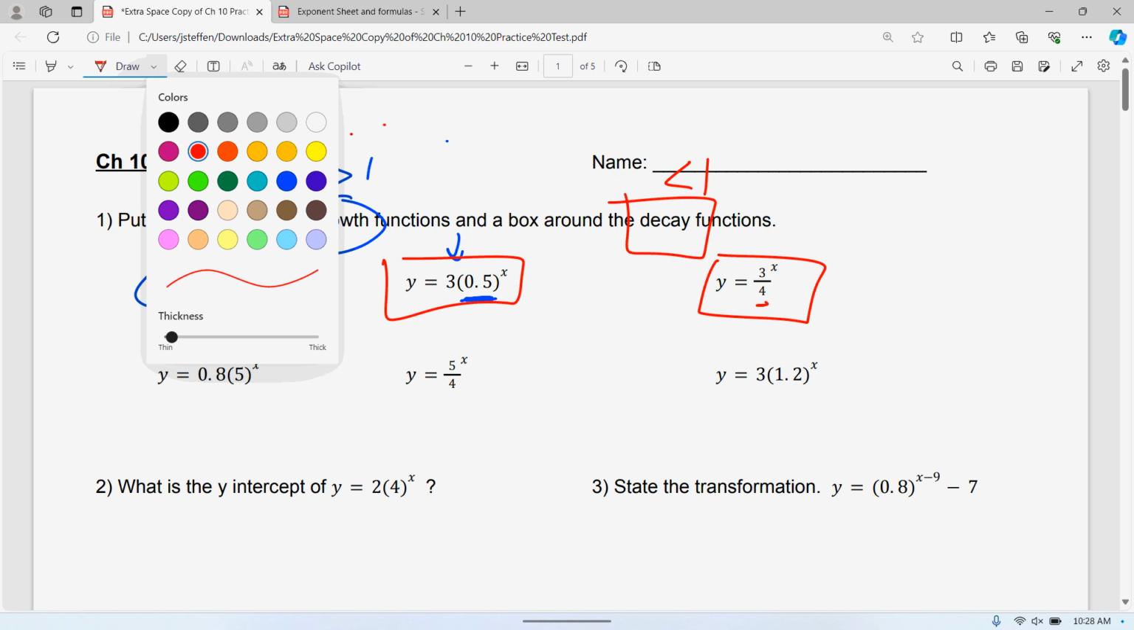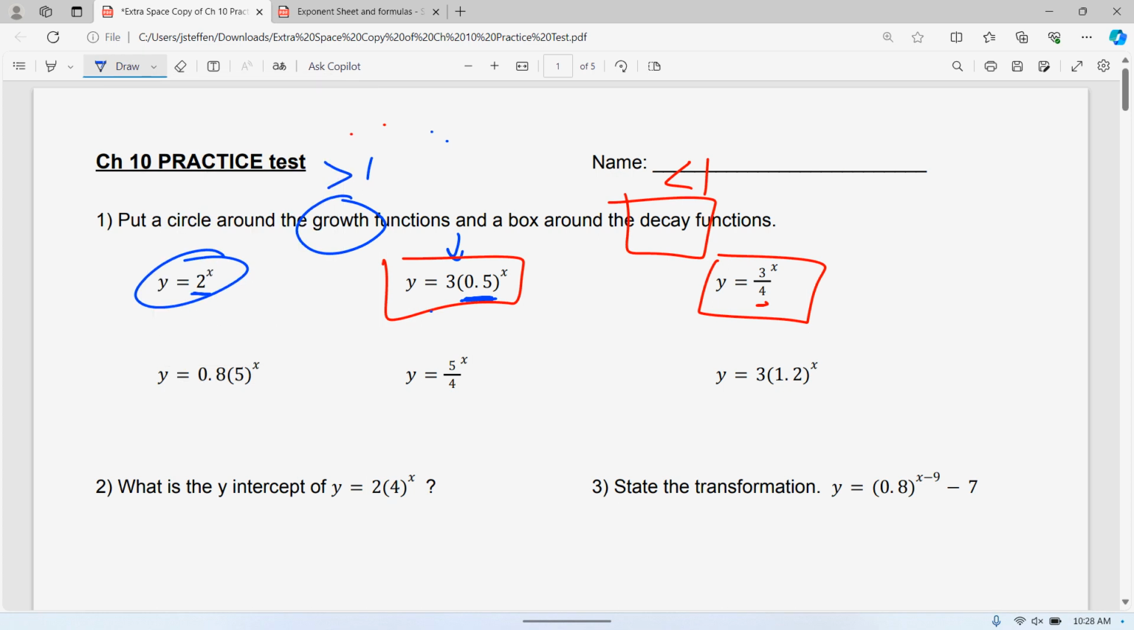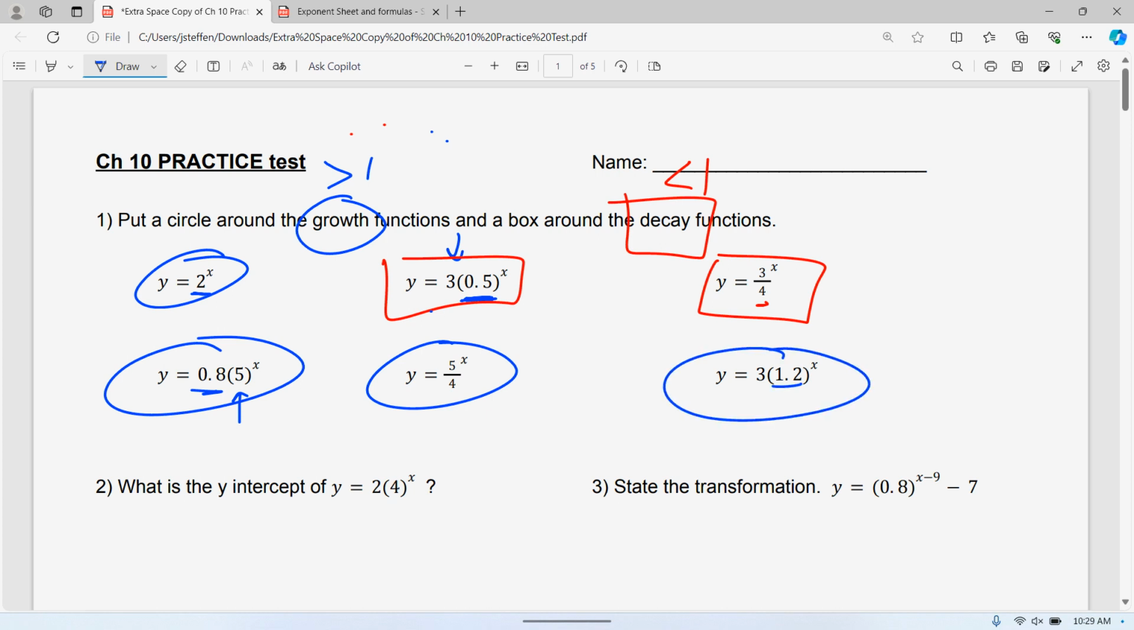Next one, again, they try to trick you. Like the other one, 0.8 is not what you're looking at. Again, that would be the y-intercept for this one. The 5 is what you're looking for, and that is bigger than 1. Also tried to trick you with this one. This 5 is a fraction, so a lot of people think fractions are always smaller than 1. But if that number on top, that numerator, is bigger than the denominator, then it actually is bigger than 1. You put it in your calculator and check if you need to. And the last one, 1.2 is what you're looking at. That is bigger than 1.